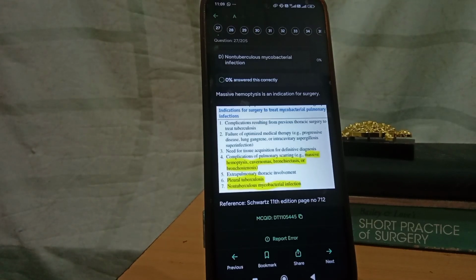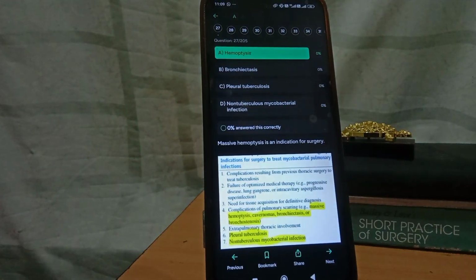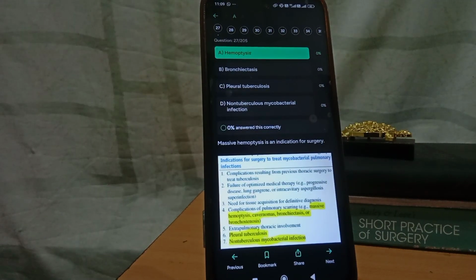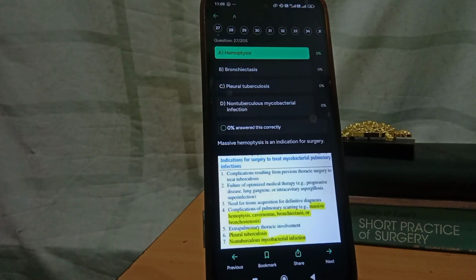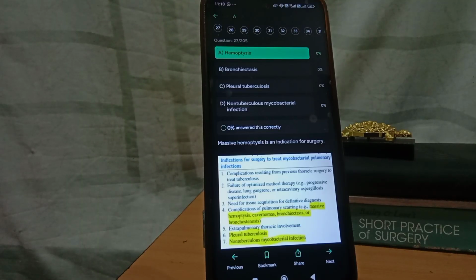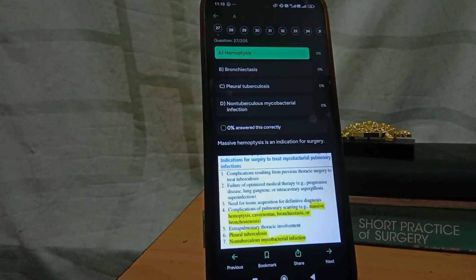So in the options, we saw there is bronchiectasis. Bronchiectasis is an indication for surgical intervention. Then second is pleural tuberculosis, which is also an indication. Then third is non-tuberculous mycobacterial infection, which is also an indication for surgery. Then here it is written hemoptysis, but the indication is massive hemoptysis. So the answer is hemoptysis.